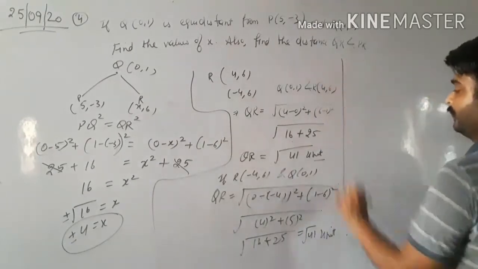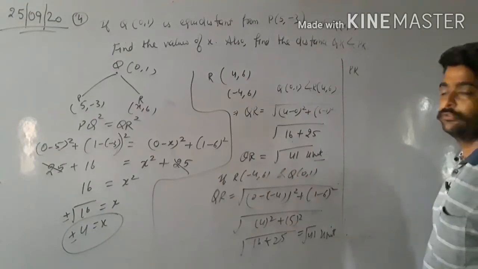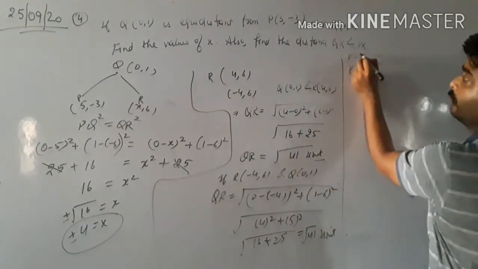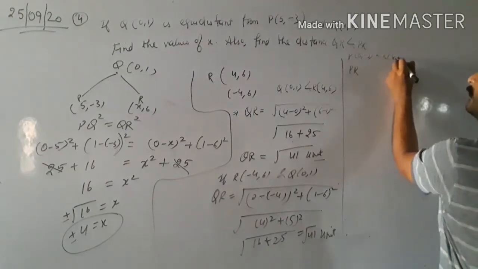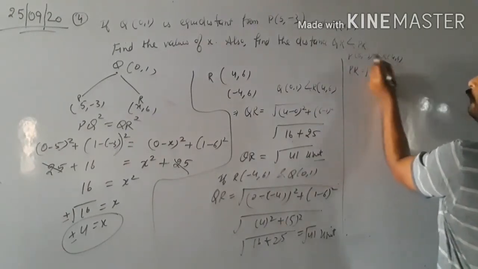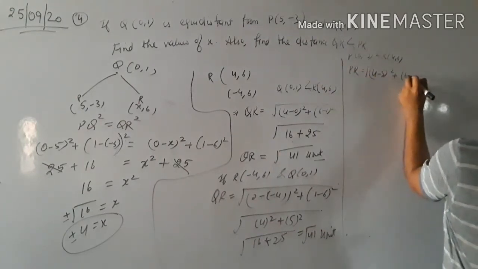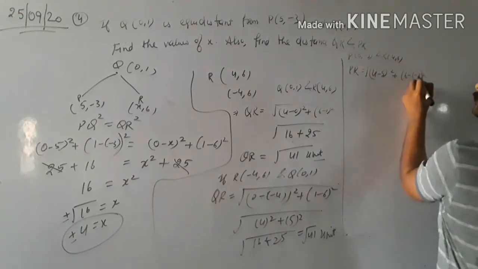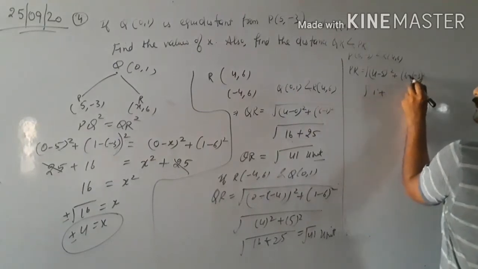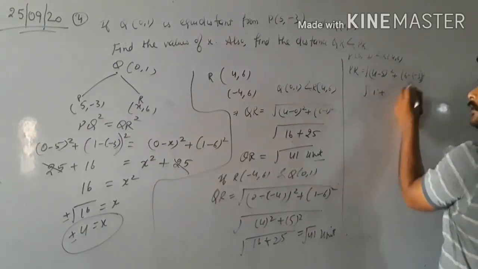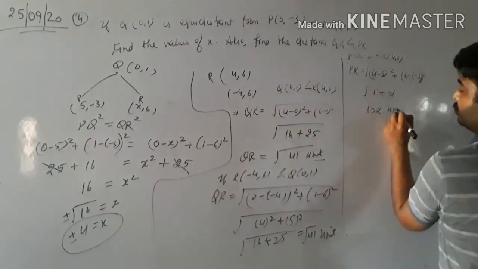And for the distance PR, again we are going for two different values. P is (5, -3) and R is (4, 6). Again root of (4 minus 5) whole square plus (6 minus 3)... plus (6 plus 3) whole square. So 4 minus 5 is minus 1, squared is 1, 6 plus 3 is 9, 9 squared is 81, it's root of 82 unit.